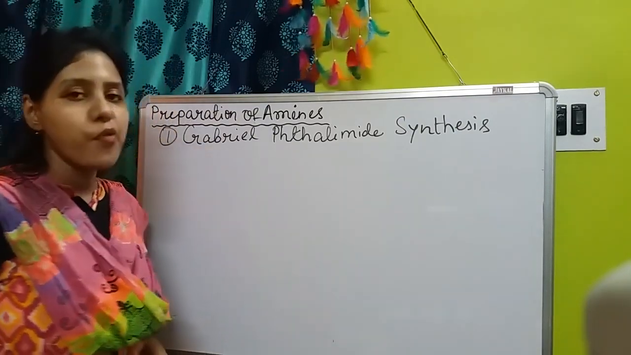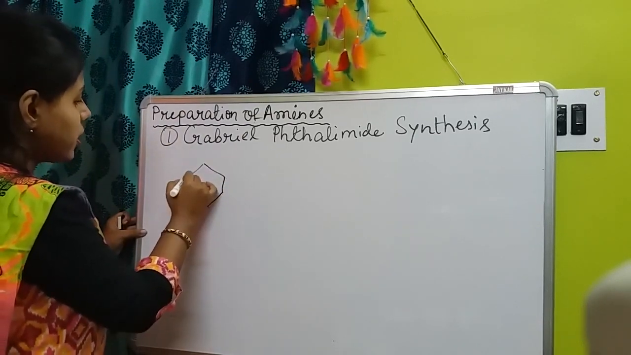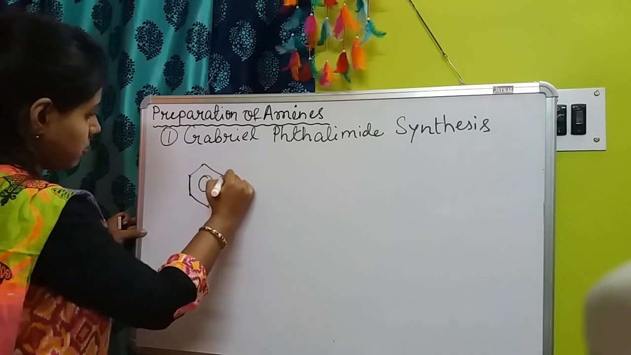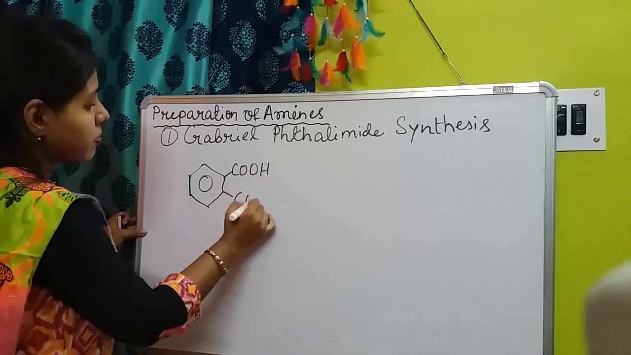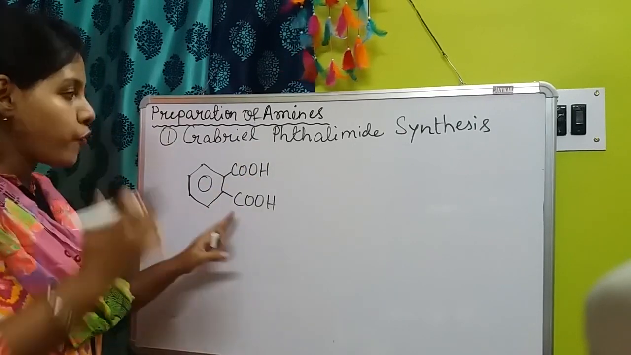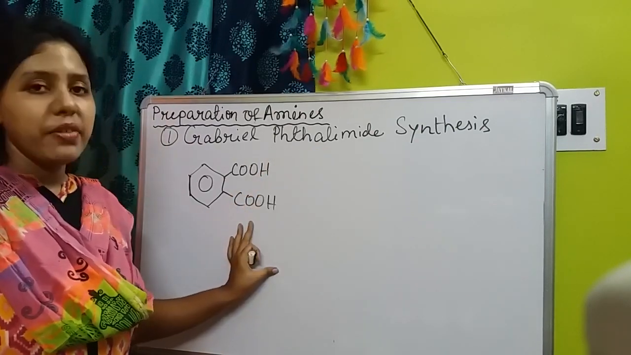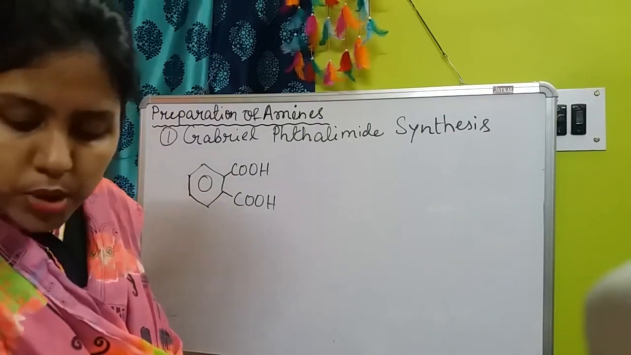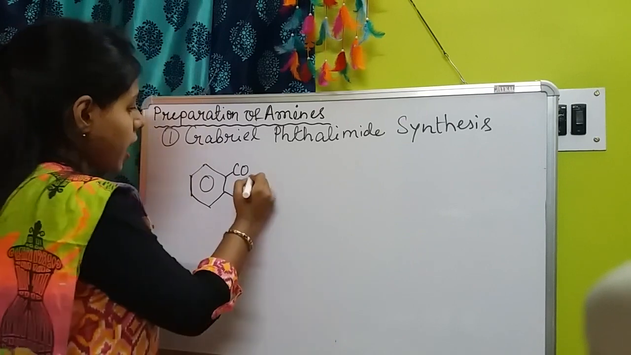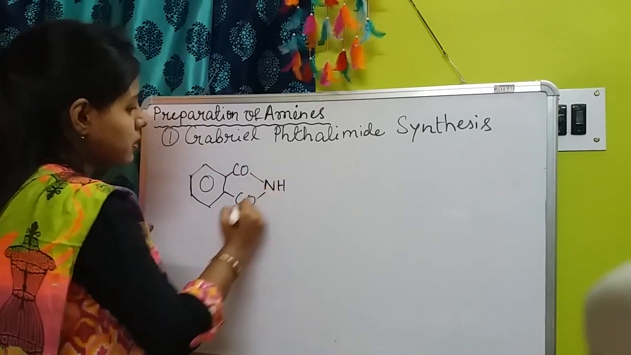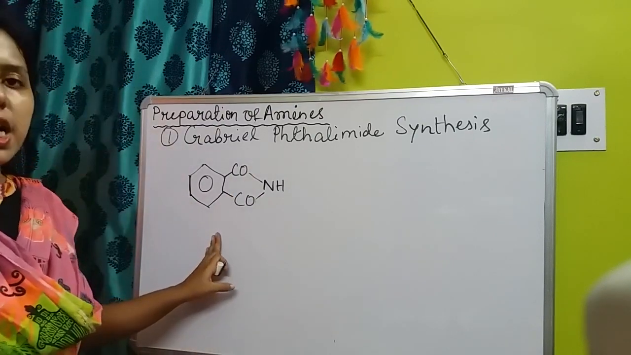Okay, so what is the formula of phthalimide? It is coming from the structure of phthalic acid. Phthalic acid has the formula like this. This is the formula of phthalic acid. So phthalimide is the imide derivative of this acid. So there will be an NH group present between the two CO groups. So this is called phthalimide.